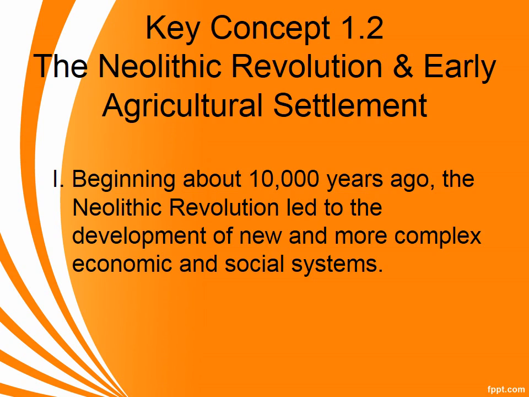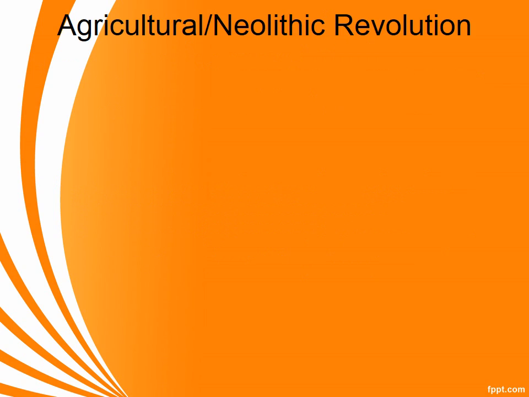Roman numeral I says that beginning about 10,000 years ago, the Neolithic Revolution led to the development of new and more complex economic and social systems. So really what they want you to know for Key Concept 1.2 is the new economic systems, and then of course the social systems that came from those new economic systems.